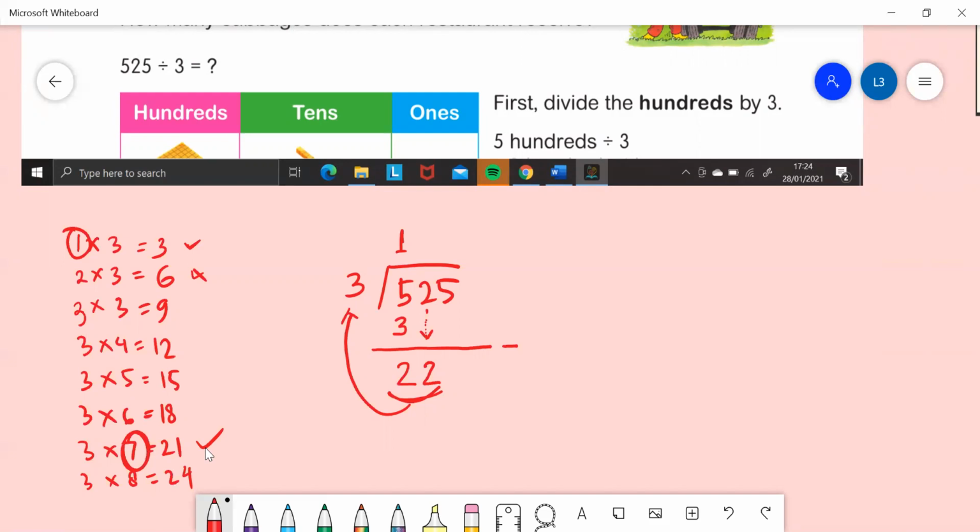Ini kan soalnya 3 dikali 7, 21. Nah, okay, now we write in here 7. Okay? So, 7 times 3 is equal to 21. Don't forget to write below 22. After we multiply and then we subtract. 22 minus 21, berarti sisa 1 ya, nak. Okay. Now, don't forget to bring down. Nah, karena masih ada angka di sebelah angka 2, berarti masih ada angka yang harus kita bring down, kita turunkan. And then we write in here 5.